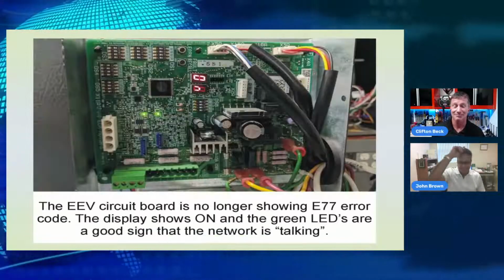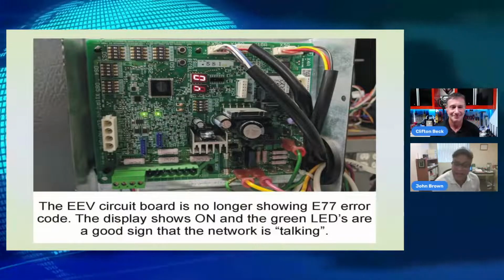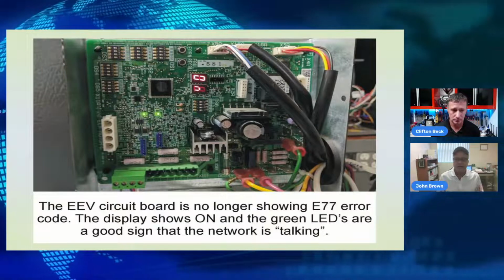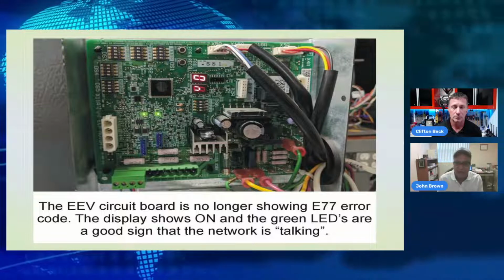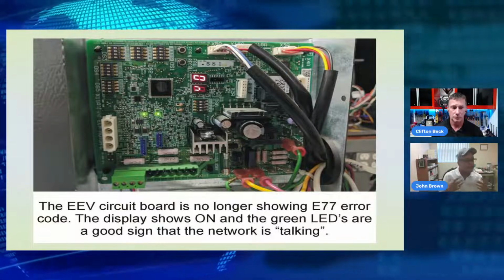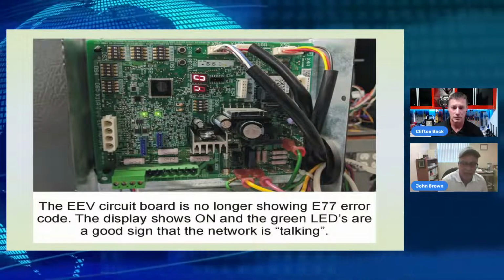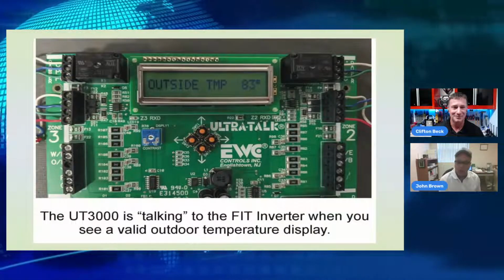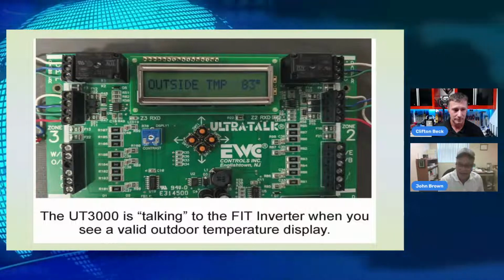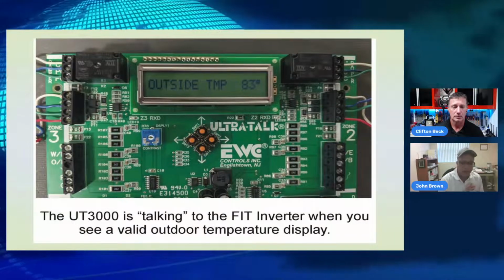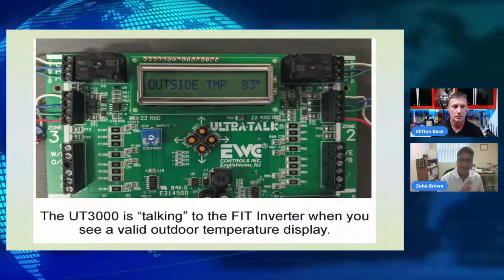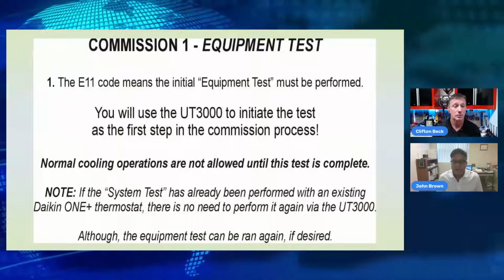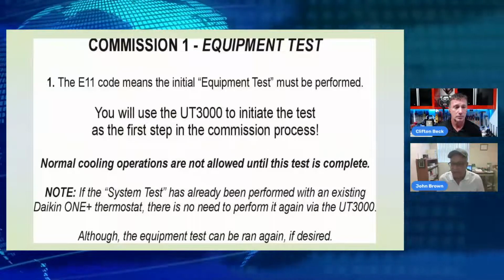I don't see you yet. Now here's the EEV board, and it's displaying on, and this is a good sign. You see the COM LEDs, the two green COM LEDs are flashing. This is a good sign that the network is stable and talking. E77 is gone, thank goodness. The zone board is showing a valid outdoor temperature. This is all a good sign that the network is now talking. So now we can initiate the test.